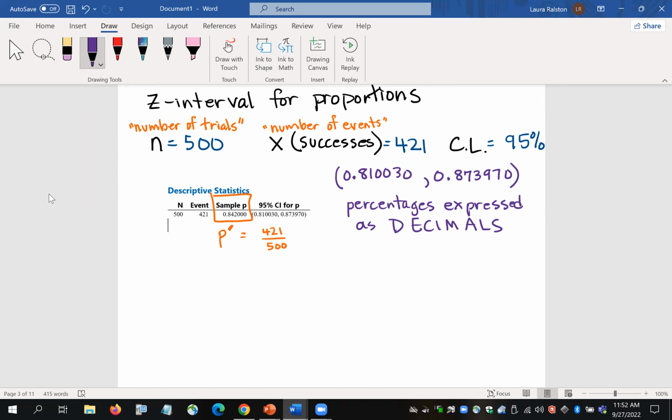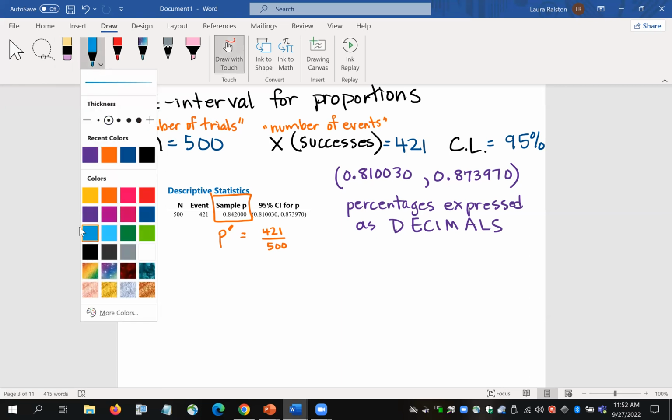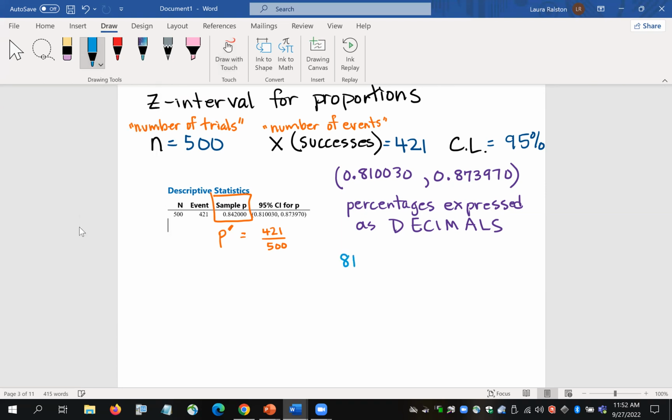If you wanted them to be actual percentages, remember you take the decimal and multiply times 100. So as percentages, we would have 81.003% and 87.3970%. Now, I haven't looked to see how your quiz or the midterm asks you to express it, whether it wants a decimal form or a percent form. I'll try to look for you in just a minute when we get through the lesson.